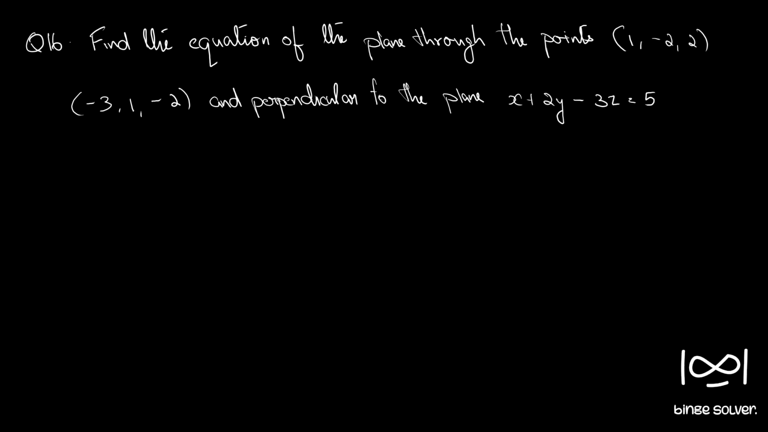Question 16. Find the equation of the plane through the points (1, -2, 2) and (-3, 1, -2) and perpendicular to the plane x + 2y - 3z = 5. So we have 2 points that pass through the plane, and we are given that the required plane is perpendicular to the plane x + 2y - 3z = 5.